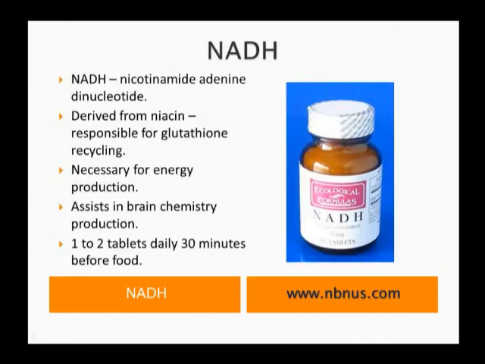NADH is an interesting remedy. Nicotinamide adenine dinucleotide. This is a supplement and a chemical that's very important for energy production at the cellular level. Interesting is that it's responsible in part for glutathione recycling, and we know that glutathione is often quite deficient in kids on the autism spectrum. It assists in brain chemistry production.